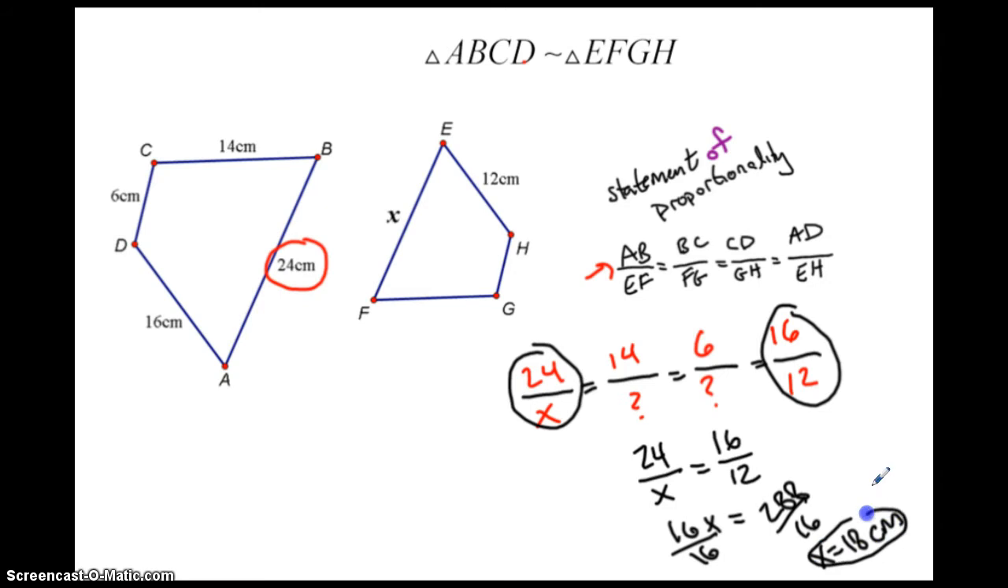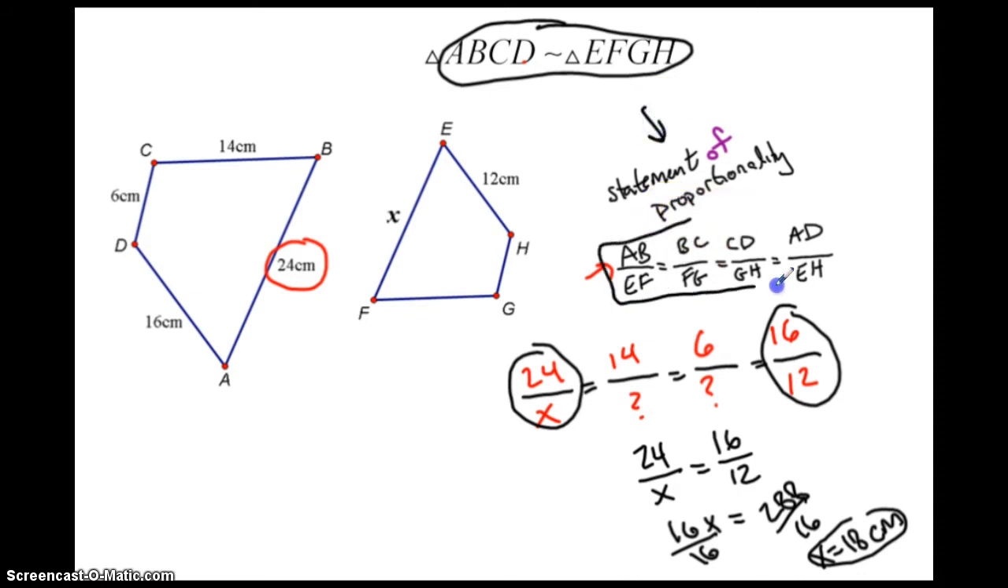So basically, you use the similarity statement to write a statement of proportionality, and you use the statement of proportionality to help you plug in and solve proportions to find missing side lengths. So I know this video is getting a little lengthy, but there's one more thing that you folks need to know about before you get started on today's work, which is scale factor.